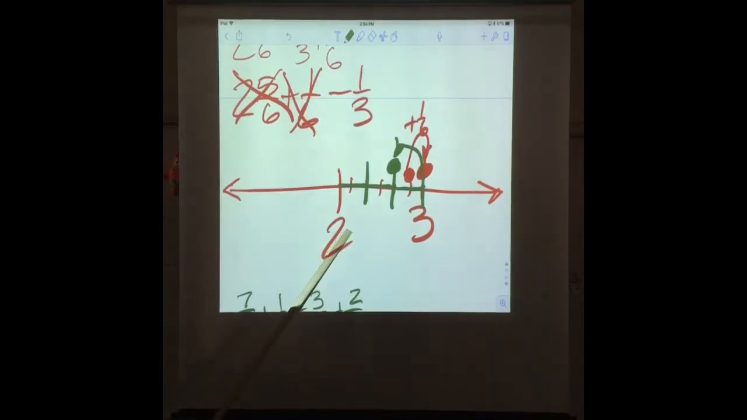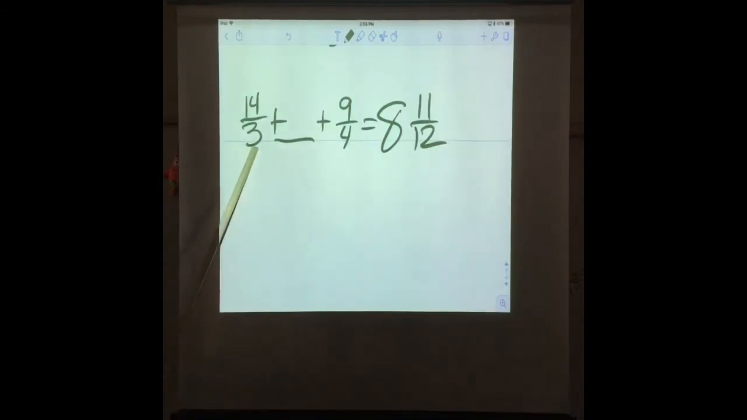So what's my answer? My answer is 2. Because my dot is not to the 3. It's in between the 2 and the 3. And how many thirds? 1/3, 2/3. So my answer is 2 and 2/3. See how that worked on a number line? Pretty easy, huh? I didn't even have to fill it all out. I love that.